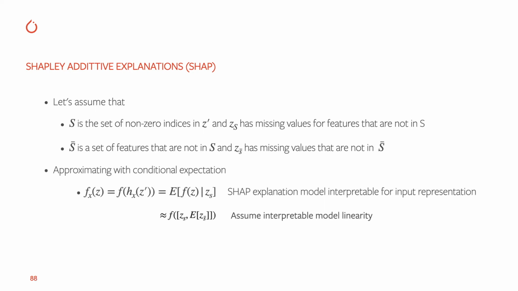We can approximate the value of f_x(z) as the expectation of f(z) given the Z_S set of missing features. After we do several definitions and formulations, you can read the details in the paper. We come finally to a conclusion that f_x(z) could be approximated as the function of Z_S samples where the missing features are replaced by their expected values in Z's complement subset.